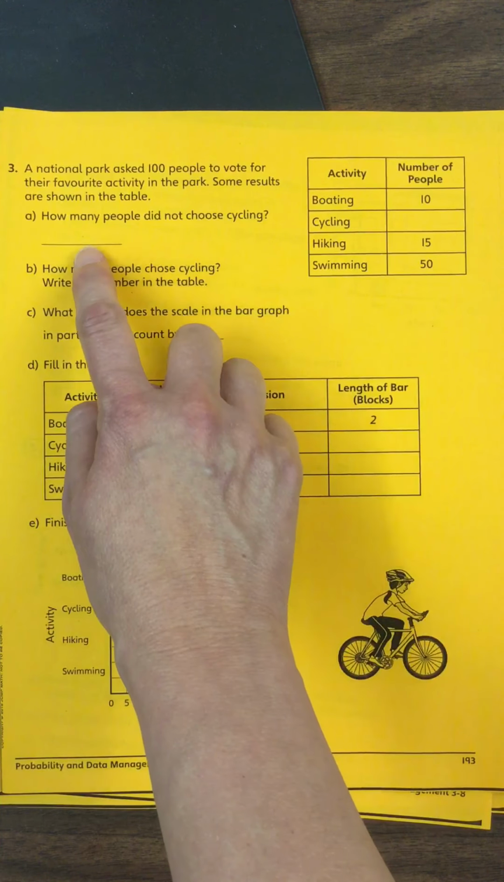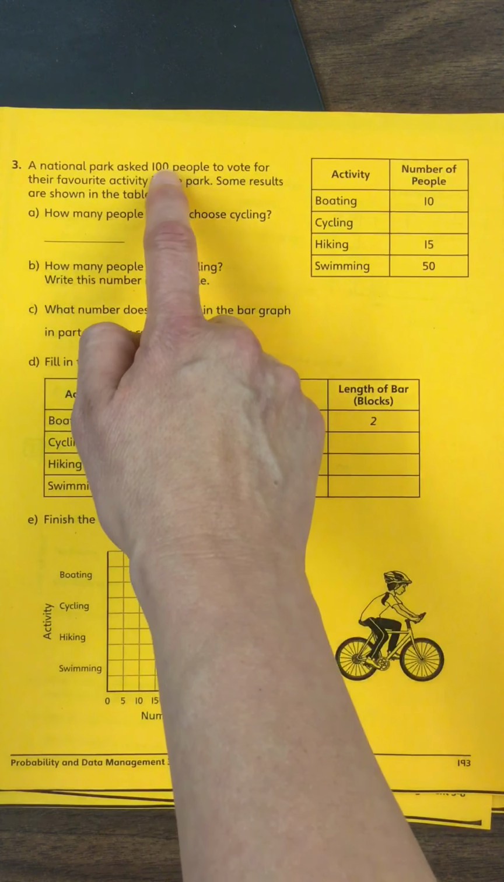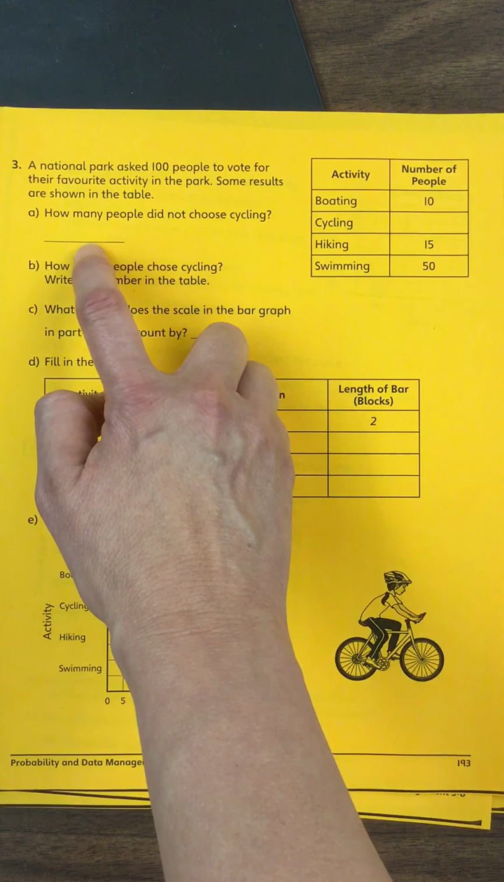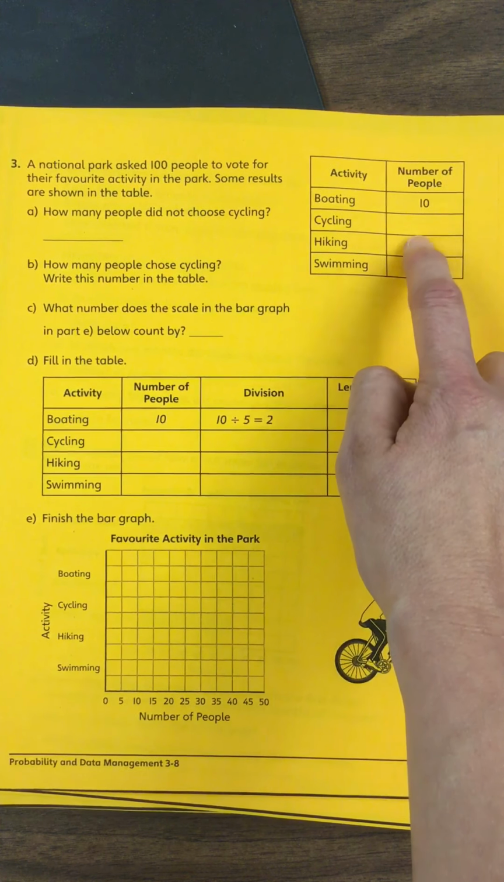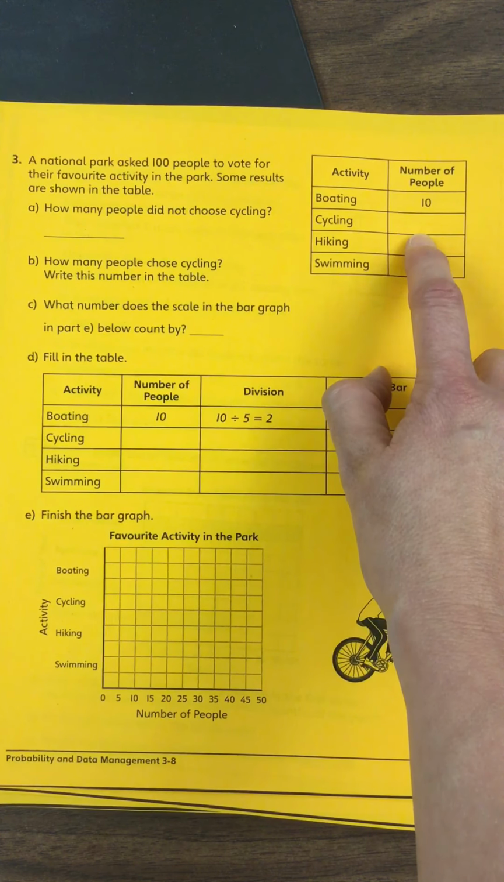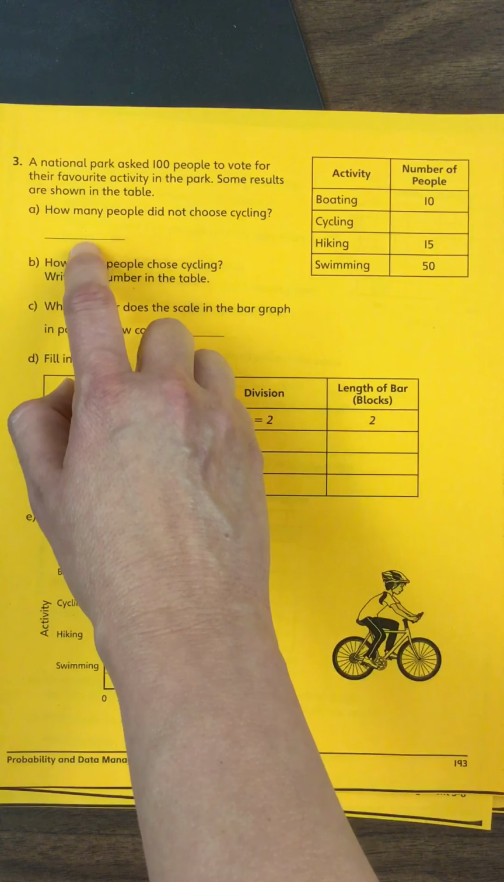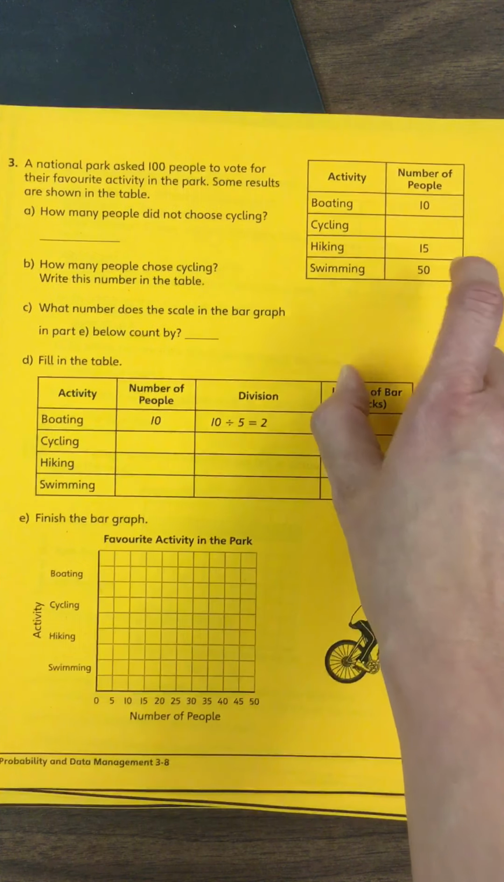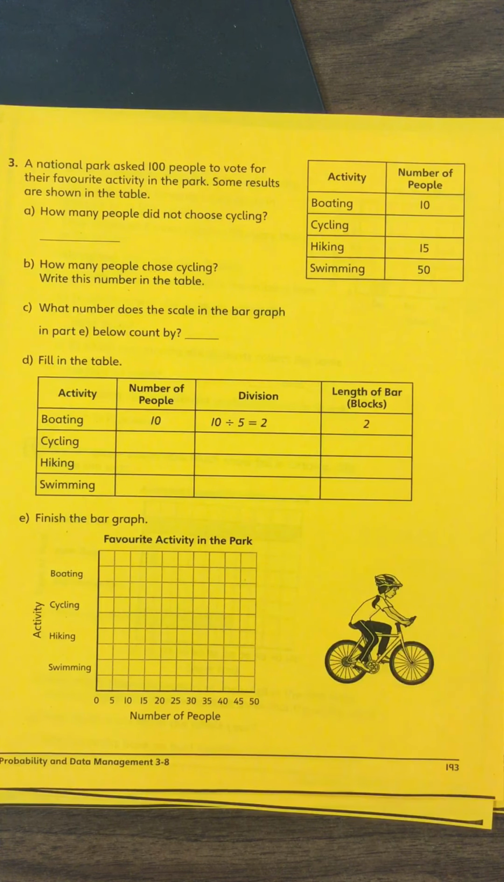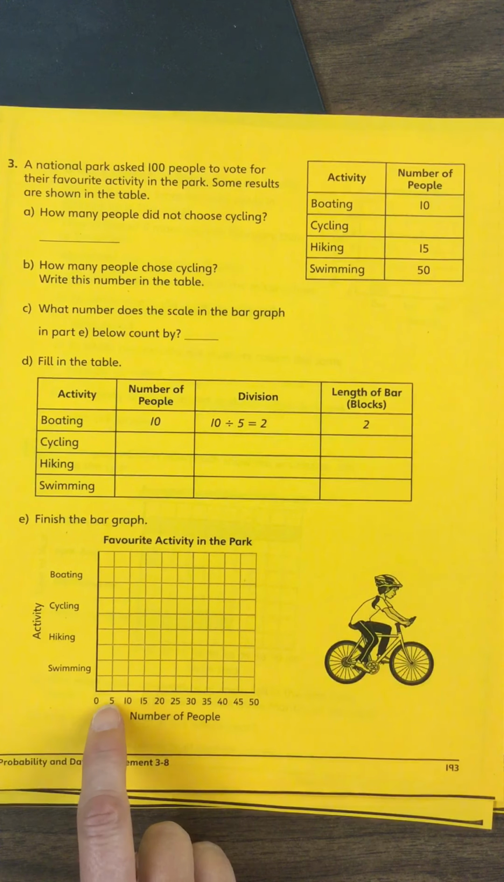How many people chose cycling now? Here's what you'll have to do. Once you get this number, find the difference between 100 and this number. That'll tell you how many people chose cycling. Fill it in on the table. It's a finding the difference or a subtraction question. 100 minus this number will give you this number.